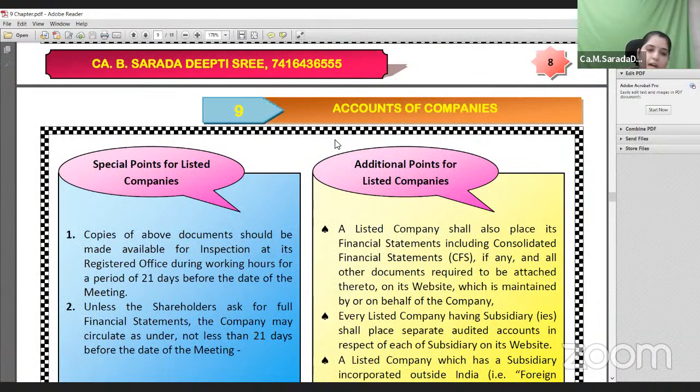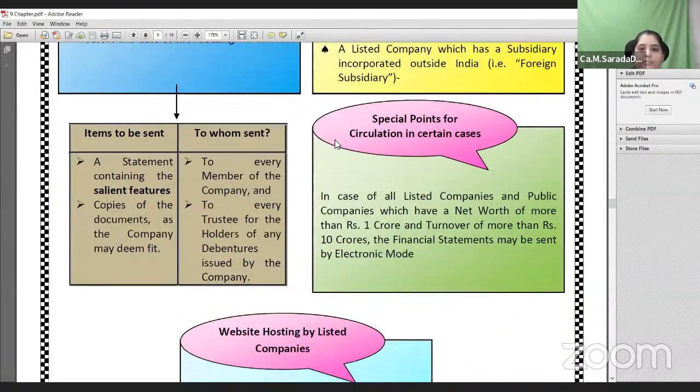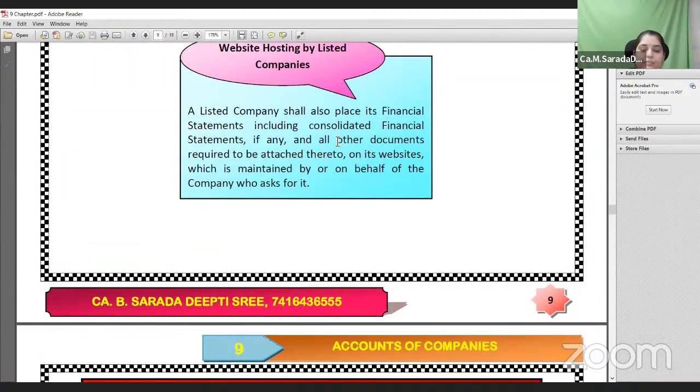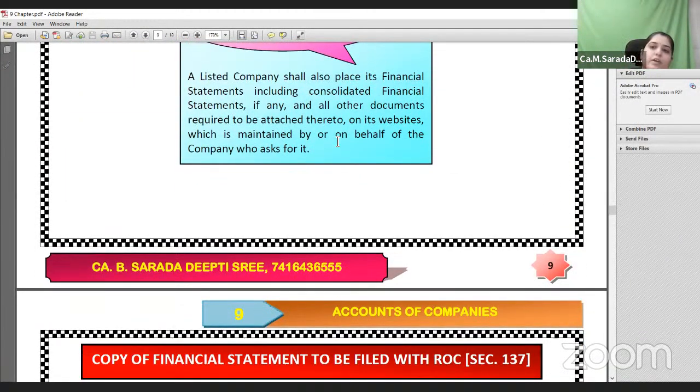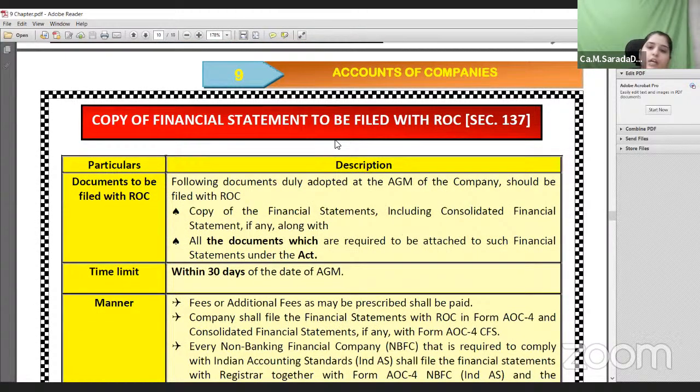And in case of listed companies, if the company needs to give copies of this document or circulate these documents along with the notice, they can do so and place the same at the registered office of the company. Instead of giving all these through the notice, listed companies can also place them on their website. So it will be accessible for everyone to verify these audited financial statements or consolidated financial statements.